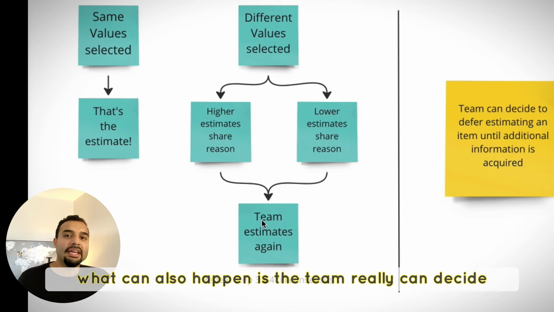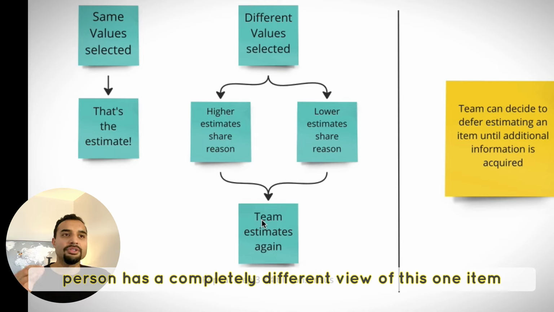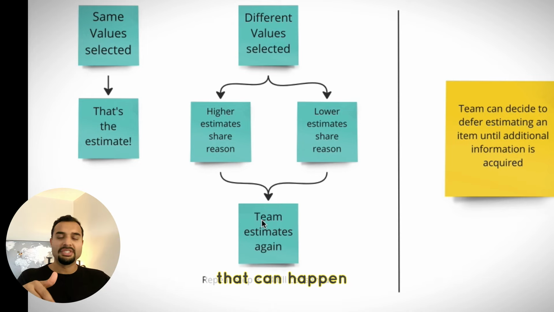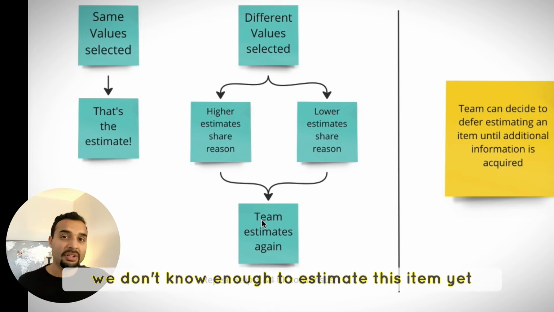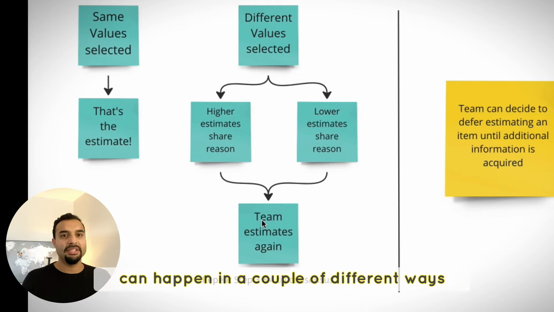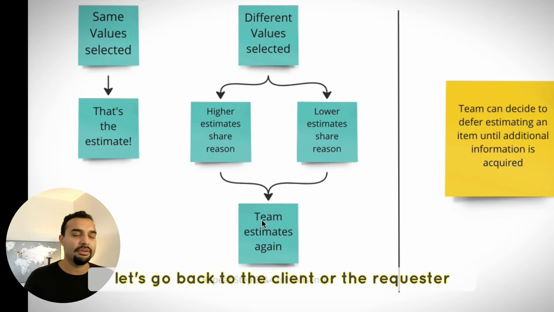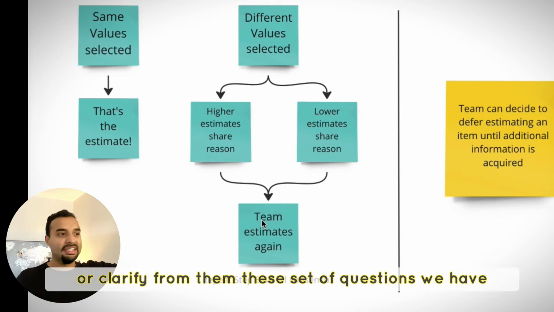Well, sometimes what can also happen is the team really can't decide. So you really are seeing that every single person has a completely different view of this one item. That can happen. Or the team may also decide that we don't know enough to estimate this item yet. Let's go out and get more information. And getting more information can happen in a couple of different ways. The first is, well, let's go back to the client or the requester and understand from them or clarify from them these set of questions we have.